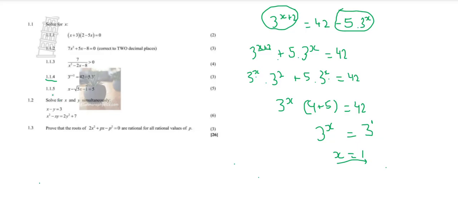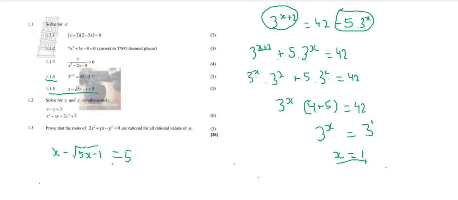Now let's go into 1.1.5. Now, when it comes to 1.1.5, we have x minus root 5x minus 1 equals 5.